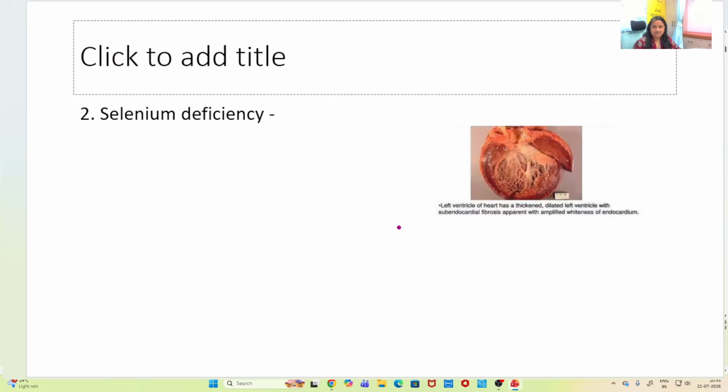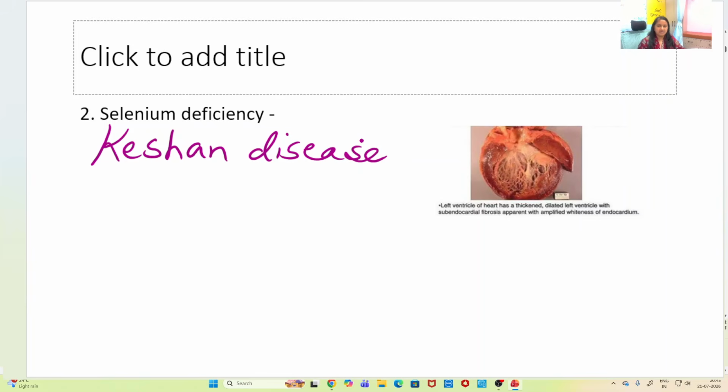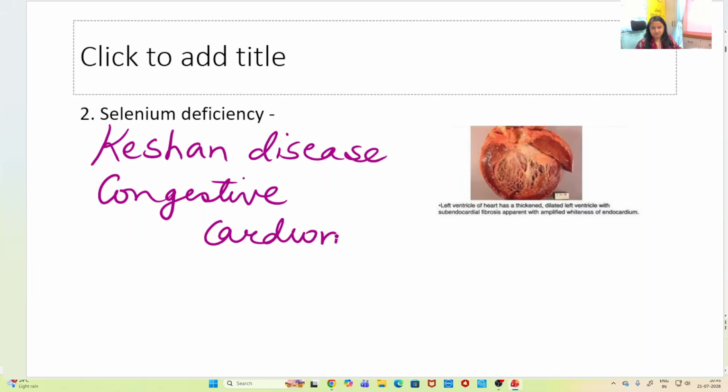Now next is selenium deficiency. What is selenium deficiency going to cause? It's going to cause Keshan disease. This is the answer. What is this Keshan disease? Basically, there is congestive cardiomyopathy in this.